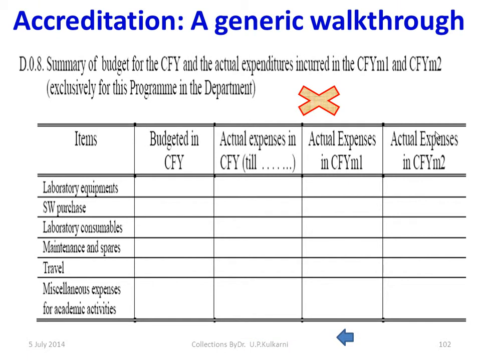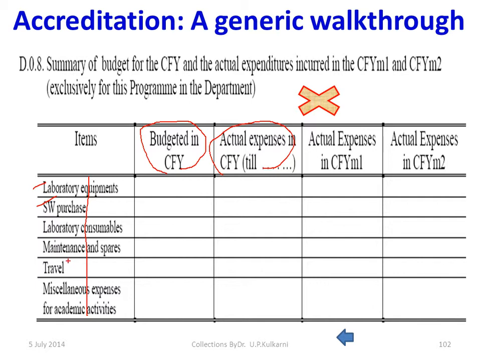Here is another very important tip as far as the budget entry in SAR is concerned. Now look at this: budgeted in CFY, people keep it as it is. Actual expense in CFY, they keep it as it is. What is the best way of writing this? The items like laboratory equipment and software purchase are indicative in nature. Whatever is applicable, you write it here. Whatever is not applicable, simply leave it.